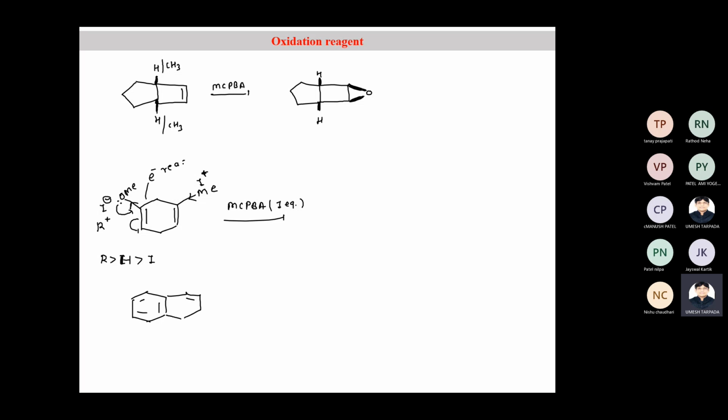It is electron rich and therefore reaction may take place at this double bond. If metachloroperbenzoic acid is given, then reaction may take place here in the first step.